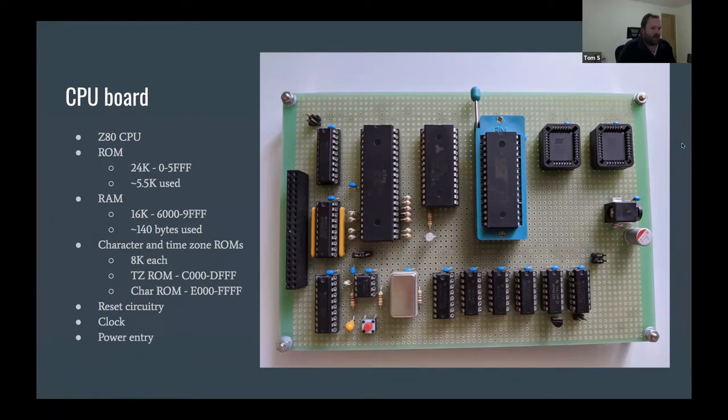So this is the layout of the CPU board. The two ROMs up in the top right-hand corner, the little PLCC packages, one of those is the character ROM, and the other one stores all of the time zone data. I don't remember exactly which way they are. I think the character ROM is the very right-hand one, but it would also be possible to do all of this with a single ROM.